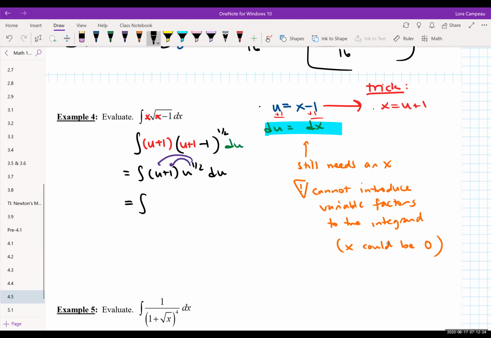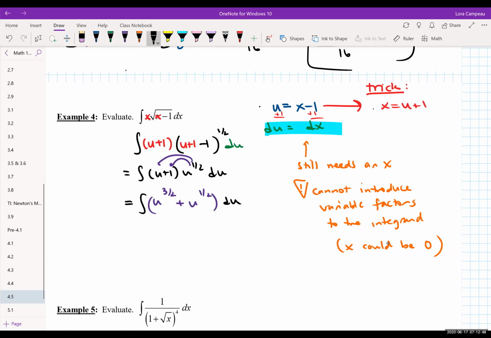So what do we have? We have u times u to the 1/2. So what do you get when you add 1 plus 1/2? That gives you u to the 3/2. Times 1 times u to the 1/2. Oh, that's plus. We end up getting u to the 1/2. And we're still taking it with respect to u.